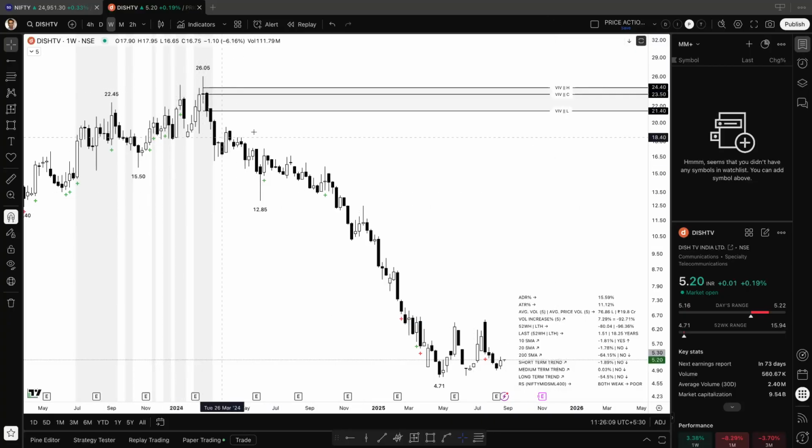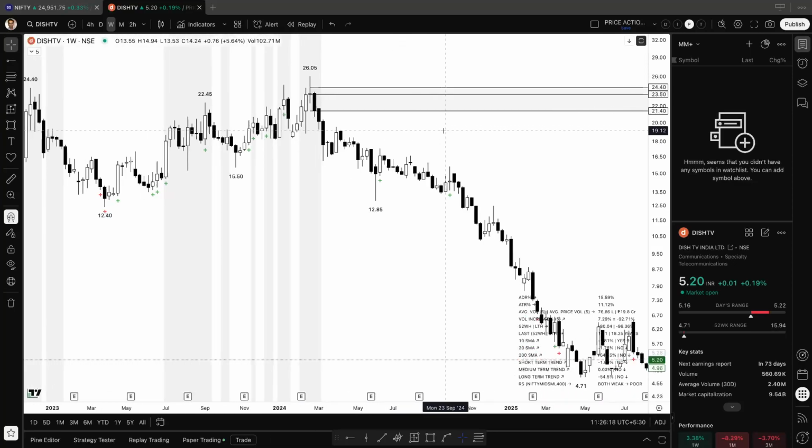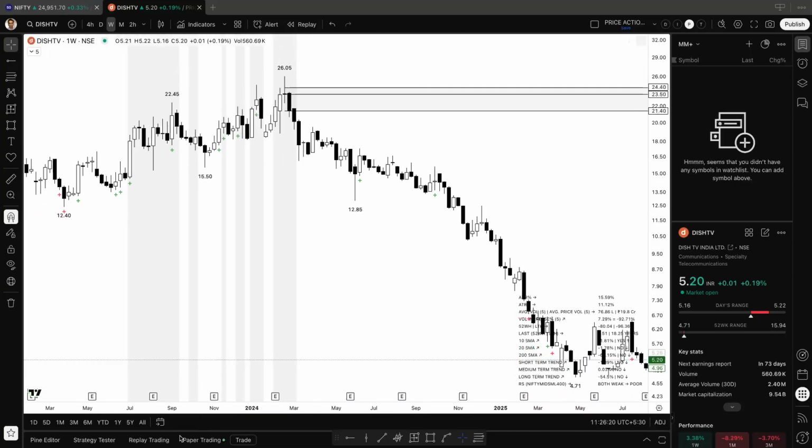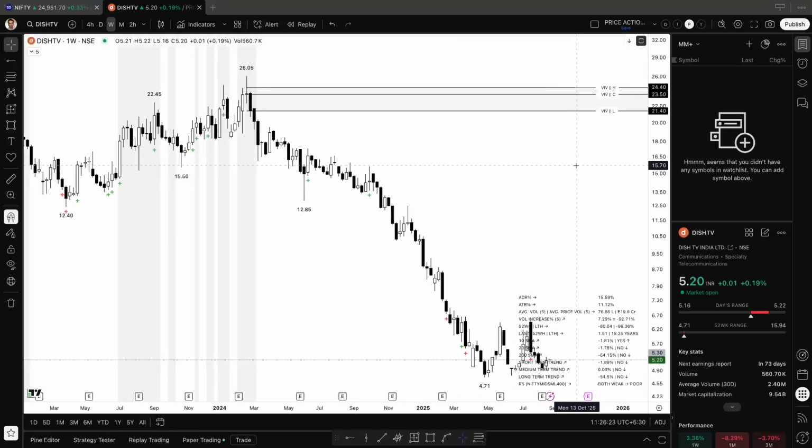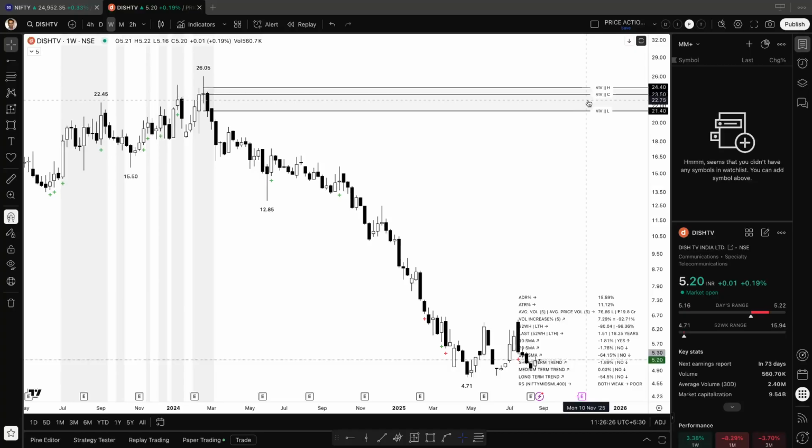If you look at this stock, that is Dish TV, this is a weekly chart. You can see that our system has told that on the weekly time frame Dish TV has generated a VIV zone. That means staying above that zone, or staying between the VIV zone, was very important. But what happened was the price couldn't sustain between the VIV zone and it broke down.